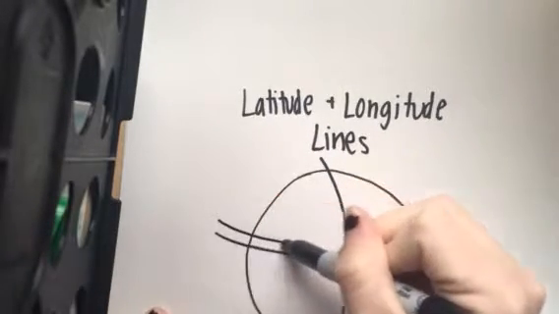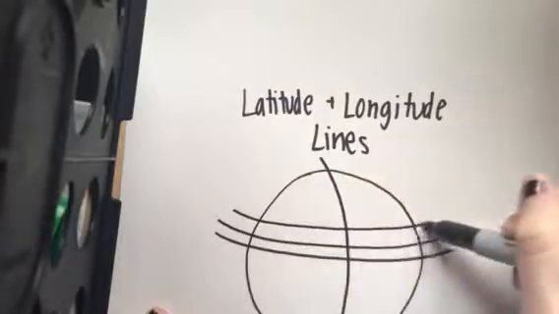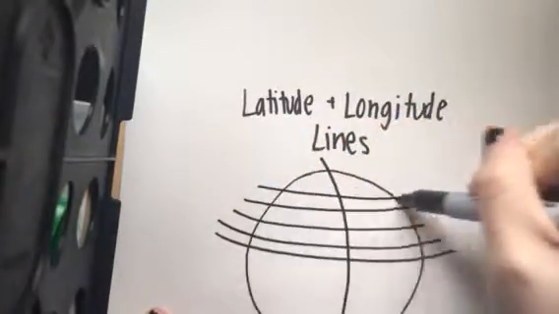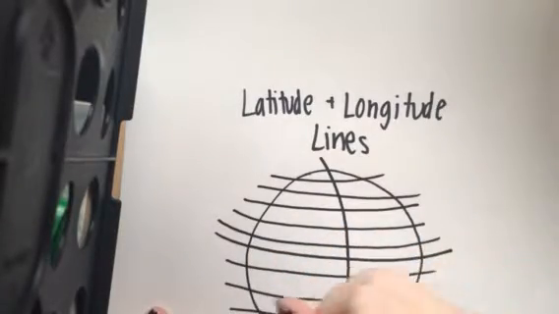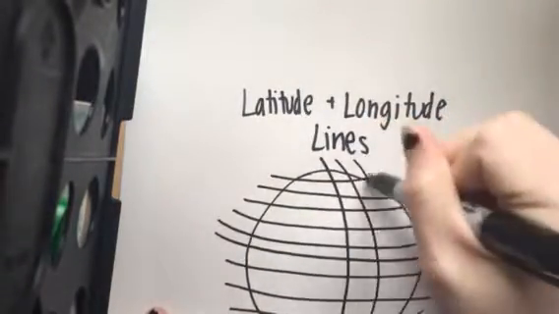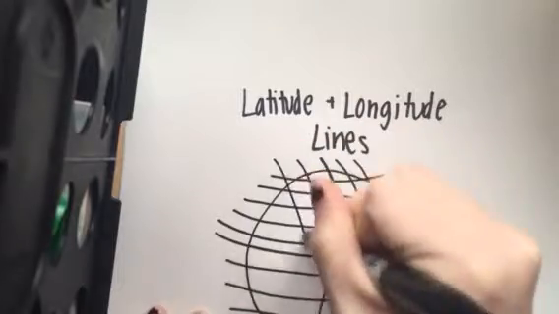These lines go all the way around the Earth from the very top to the very bottom and along all the sides.